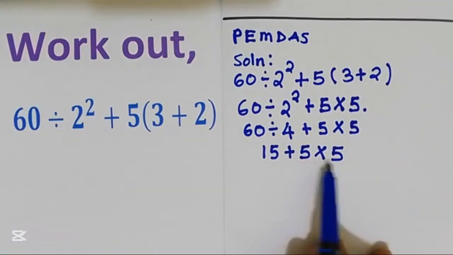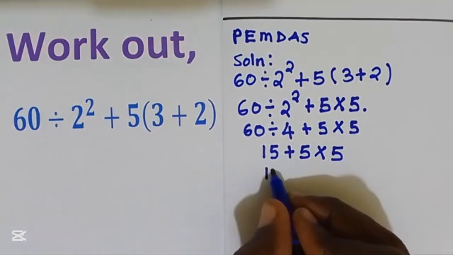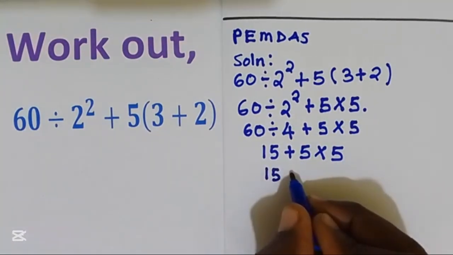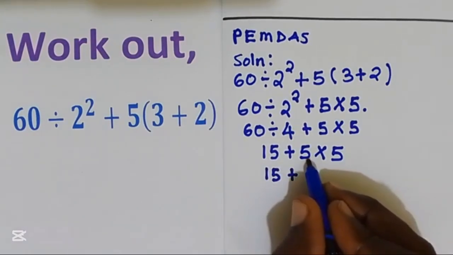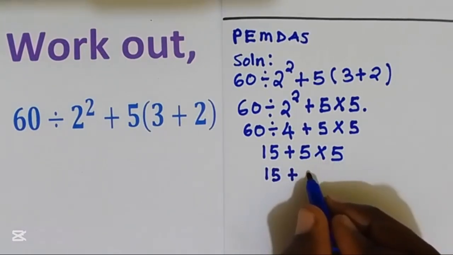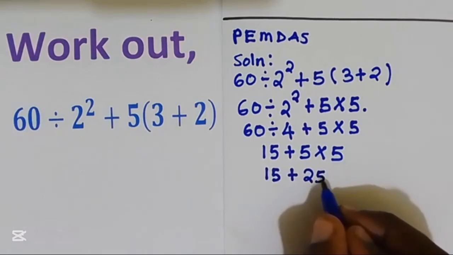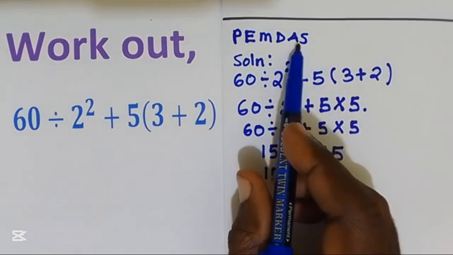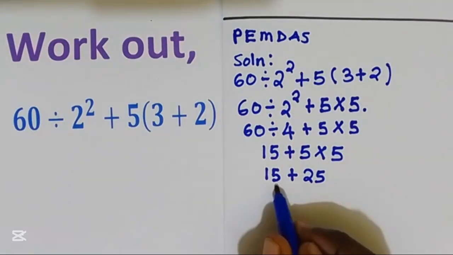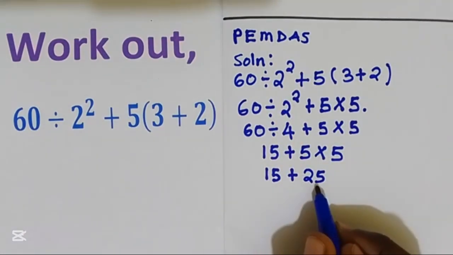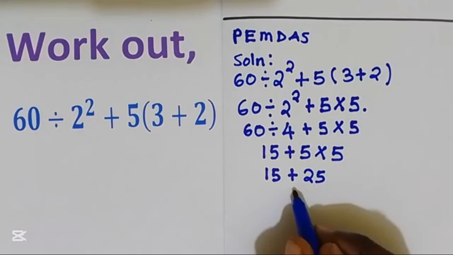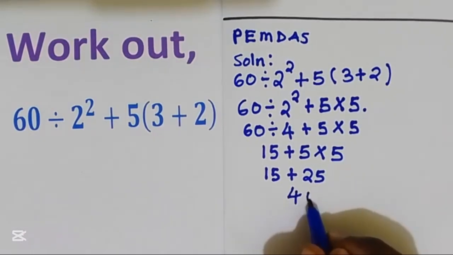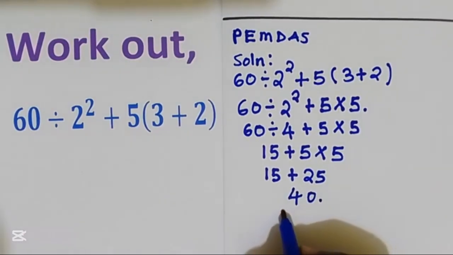We have 5 multiplied by 5, so 15 plus 5 multiplied by 5, we get 25, and at last we are going to do addition. 15 plus 25, we get 40.